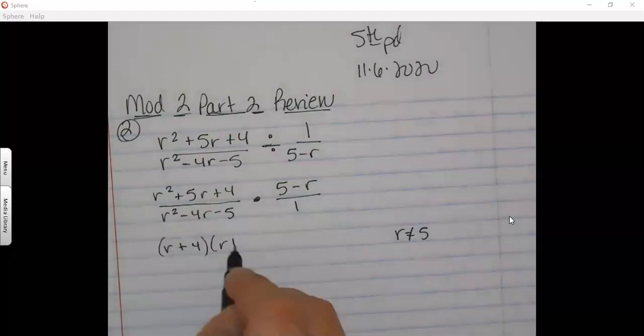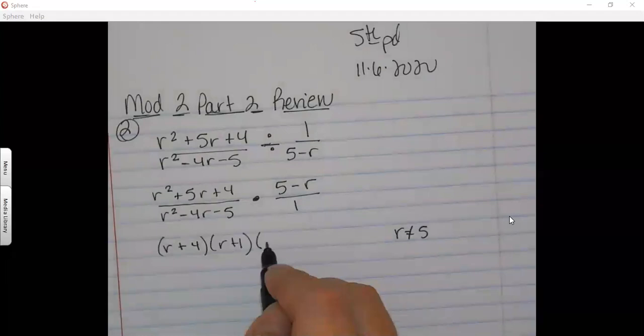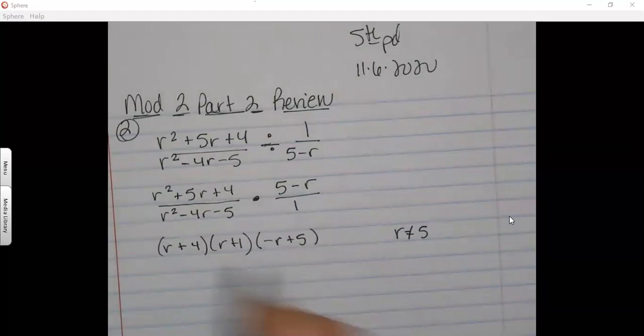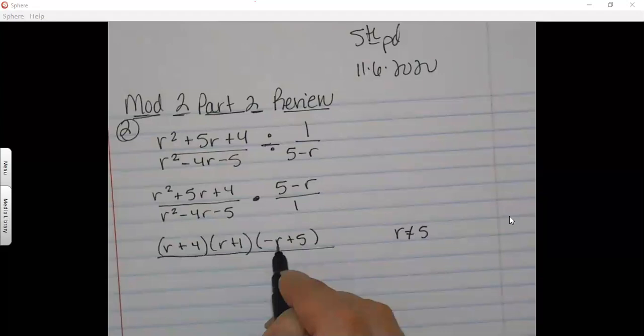And you know what I'm going to do there? I'm going to rewrite that as negative r plus 5. And then in my next step, I'm going to factor out that negative sign because I bet we can cancel something. I should have done it then, but I started writing my parentheses before I thought about it.